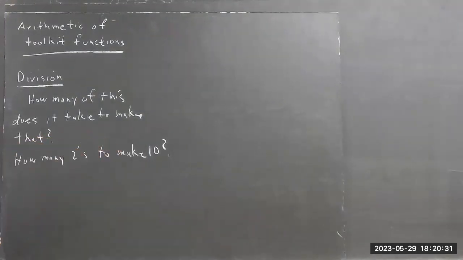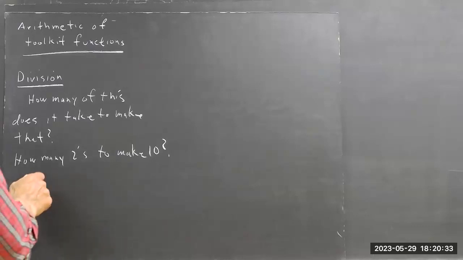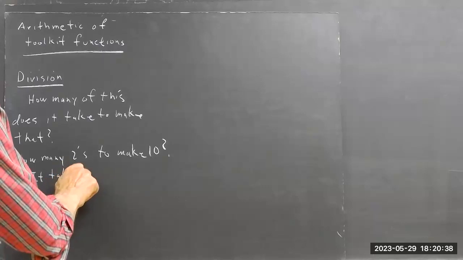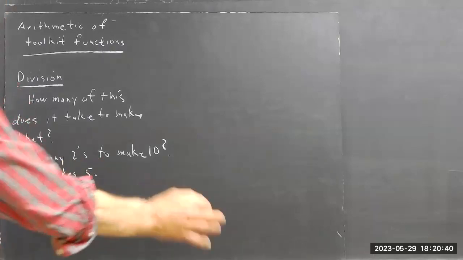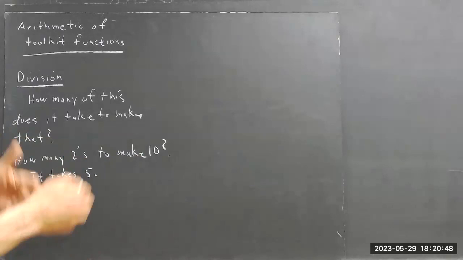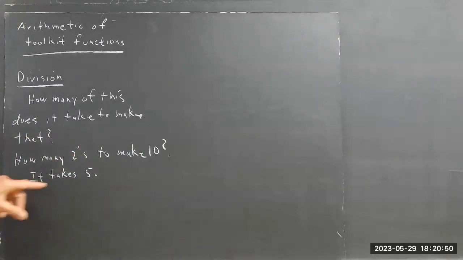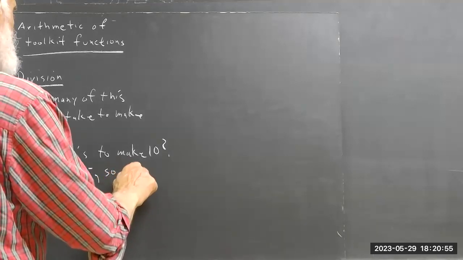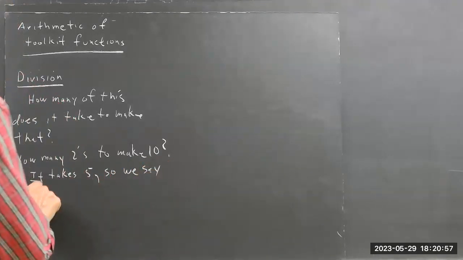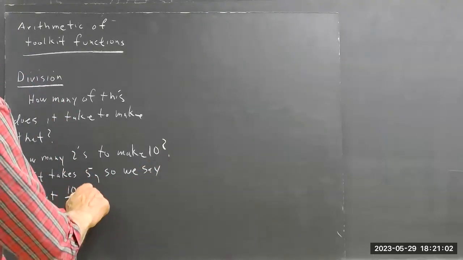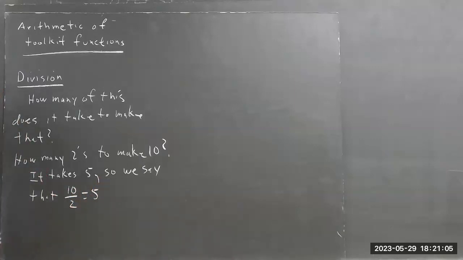So it takes 5. That's the most visceral thing. It takes 5 twos to make 10. We can understand that completely. We could draw a number line from 0 to 10 and divide it into twos. It takes 5 twos to make 10, so we say that 10 divided by 2 equals 5.